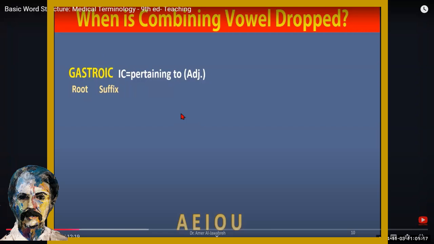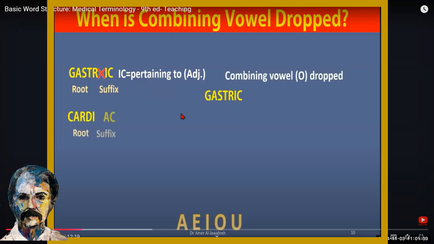So not every time we need O. That's an example. Cross out the O. So the combining vowel O is dropped, deleted. We got rid of it. Gastric. There's another one, cardi. Again, what is cardi? The heart. So cardi, and there is ac, another suffix, which means related to or pertaining to and makes the word an adjective. What's an adjective?